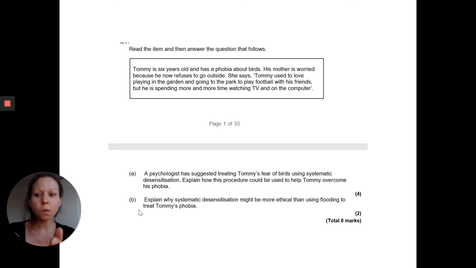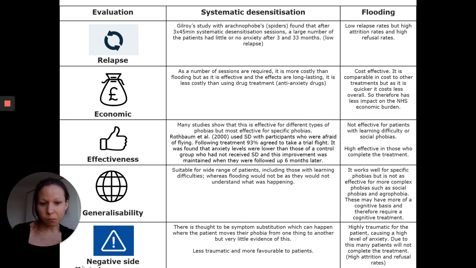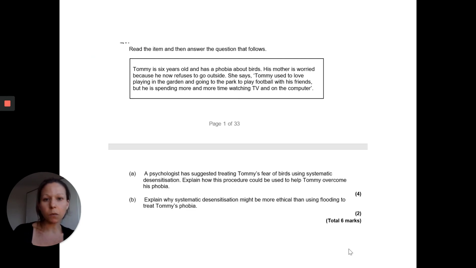So we've got Tommy. So we know we pick apart the item and we really look for the clues and where are the hints. And it was part B of that question that I wanted you to see. So you can see, it's only 2 marks, but so you can see how you might need to use this information. Explain why systematic desensitization might be more ethical for Tommy than flooding. So what we need to do is we need to think about this bottom row here. This is a sort of ethics. Well, what are the negative side effects? How much trauma is he likely to experience? And we just need to apply that to the case of Tommy and talk about those levels of anxiety.